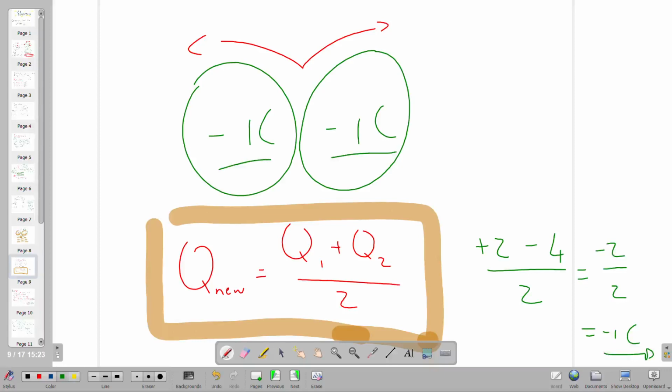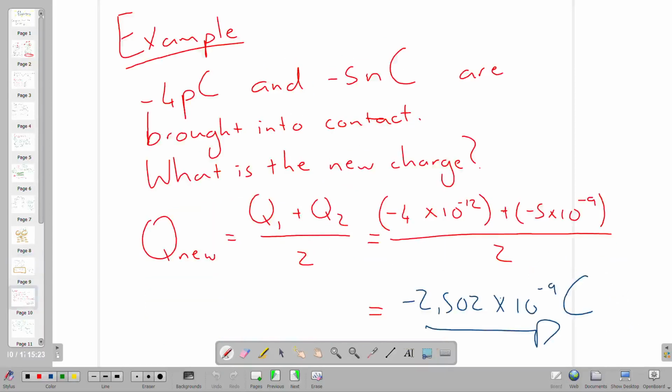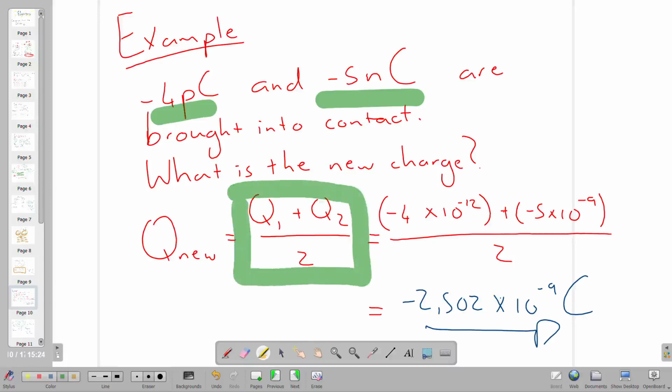So let's take a look at another example here. Two objects with a charge of -4 picocoulomb and -5 nanocoulomb are brought into contact. Now, what is the new charge? Immediately we know we need to write the formula. It's important to write the formula as you get marks for it in your tests. And the same rules apply all the way through to matric. So it's important to remember these little things.